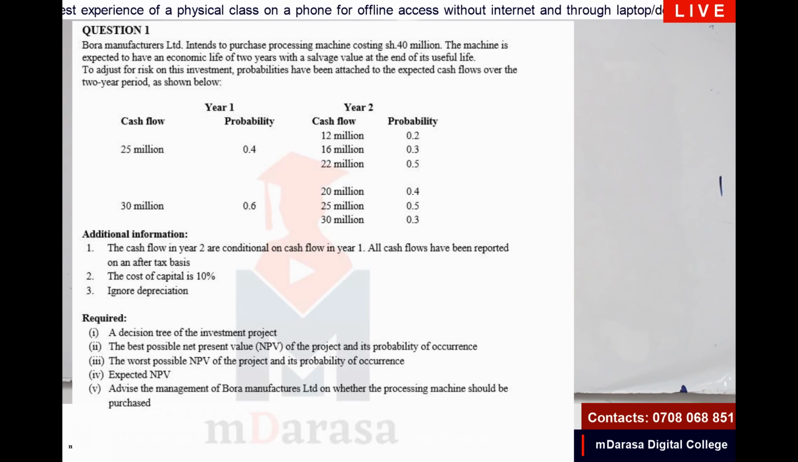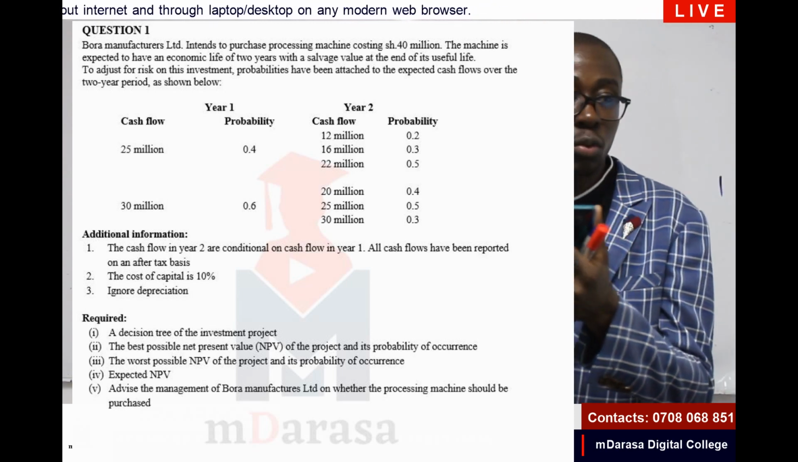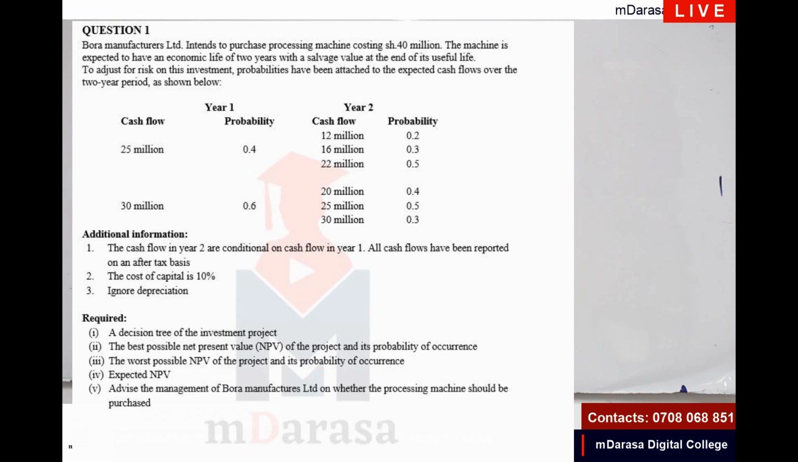And in this case, I want us to correct something here. You see the probability for 30 million, 0.6, that is of course year 2, it should be 0.4, 0.5, and 0.1. The last bit should be 0.1, not 0.3. So let us correct that. I'm talking of cash flow where I'm having 30 million in year 1. The probability is 0.6. You see the payoffs, I'm having 20, 25, 30. So the probabilities should be 0.4, 0.5, and 0.1. So kindly correct that.